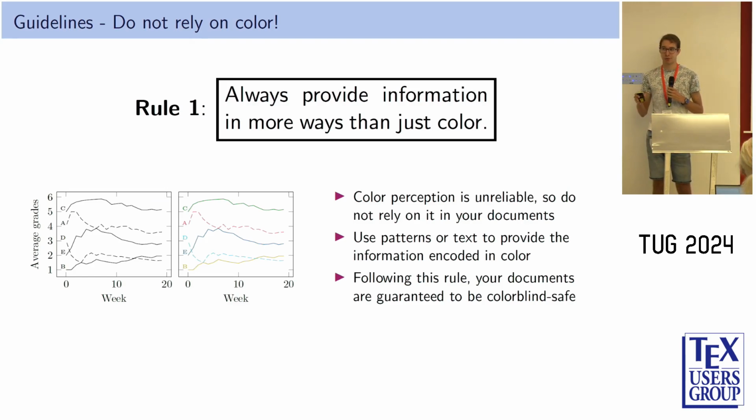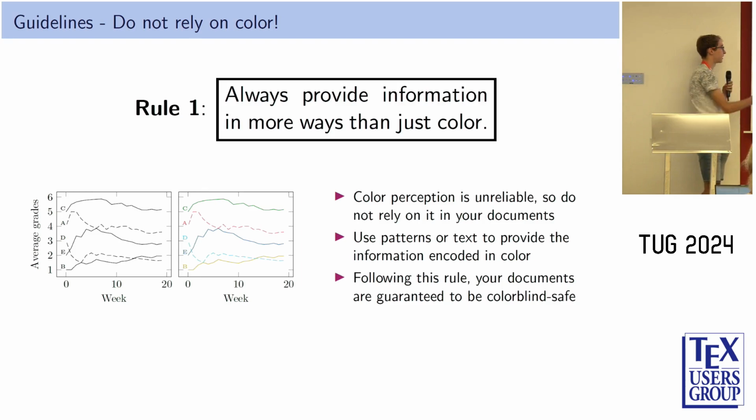So any information that you want your reader to pick up, you should make sure that it's not only available in color, but also in some other form. For example, if we go back to our first plot where we looked at the average grade of our students, the only way to distinguish the lines was based on the color. Now if we remove the color information again, we can't distinguish the lines, so we should use something else. In this case, we can just use a pattern. We can dash every second line, and like that it's easy to distinguish the lines.